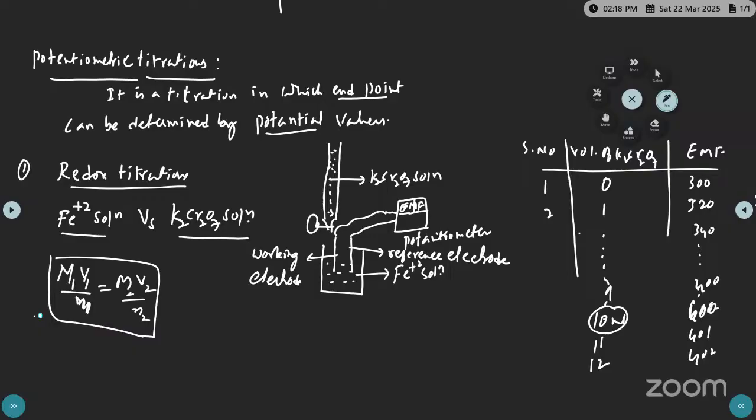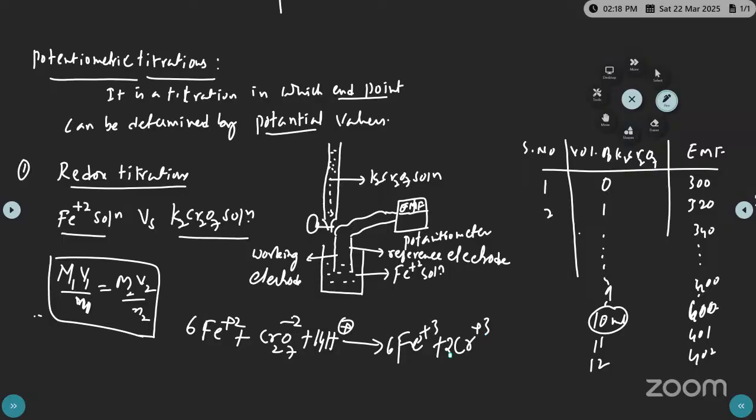So how can you know the number of moles? Here Fe+2 reacts with Cr2O7^2- in the presence of acidic medium, giving rise to Fe+3 and Cr+3 and 7H2O. Here, how many moles of iron? 6 moles. And how many moles of chromium? 1 mole. Like that, take N1 and N2.